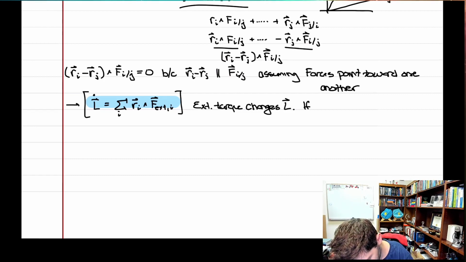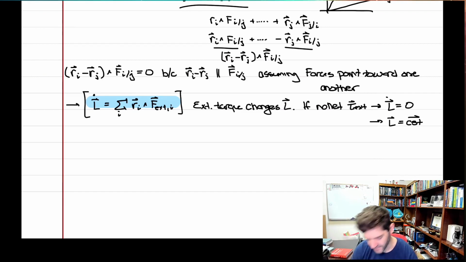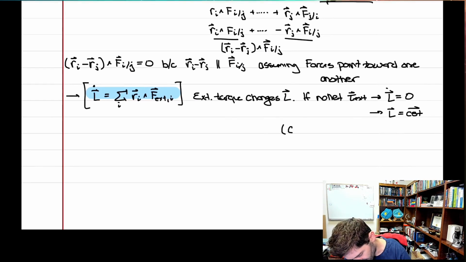And so if there's no net external torque, the derivative of angular momentum is 0, which says the angular momentum vector is some constant vector, which of course is just a statement of the conservation of angular momentum.